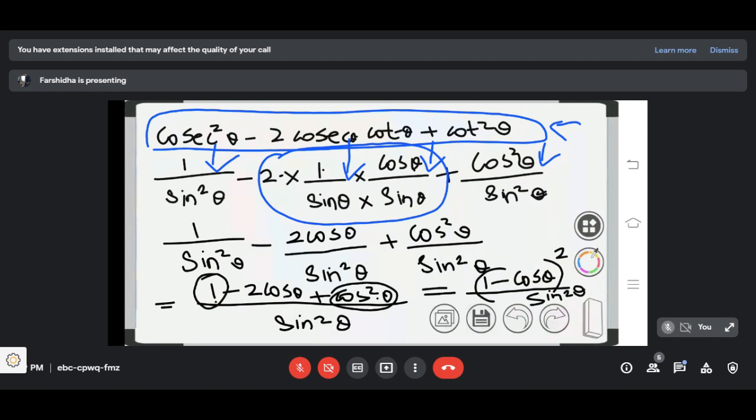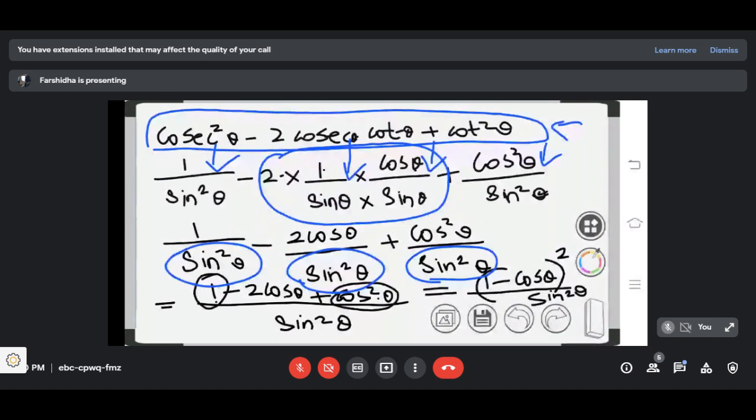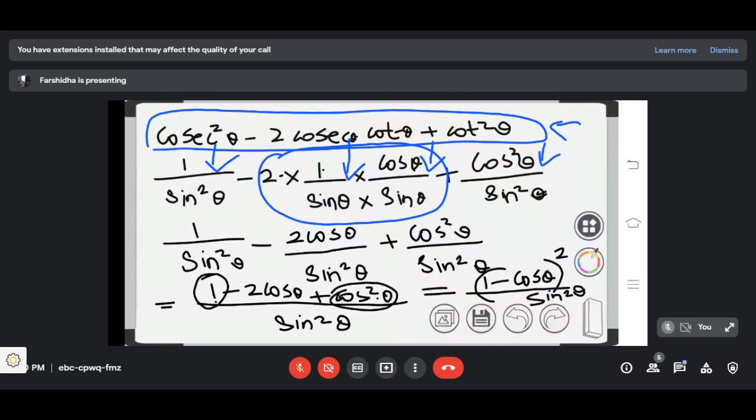So you got 1 by sin square theta minus 2 cos theta by sin square theta plus cos square theta by sin square theta. Since all the three denominators are same, we have written it together: 1 minus 2 cos theta plus cos square theta whole divided by sin square theta. So from here, we got to know that this is in the form of a square minus 2ab plus b square. So we have factorized it as a minus b whole square.